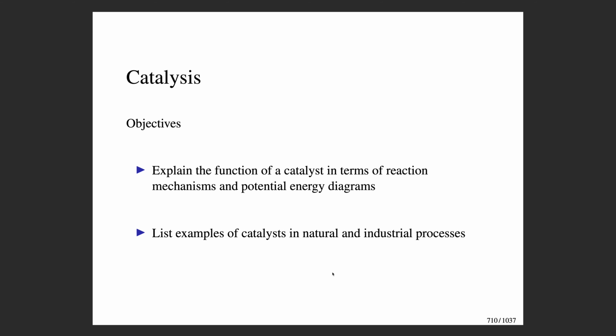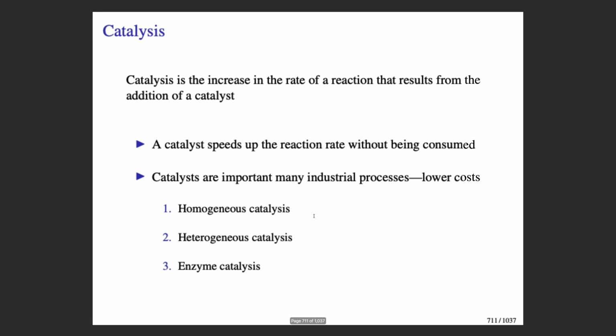And so this has a dramatic effect on the efficiency of the chemical reaction. It's very important in industry, and of course it's also very important in biological metabolism. So as I just said, the catalyst increases the rate of the reaction. It's recycled in the process. It lowers costs. There's three main types of catalysis to think about: homogeneous catalysis, heterogeneous catalysis, and then we'll also talk about enzyme catalysis for biochemical reactions.